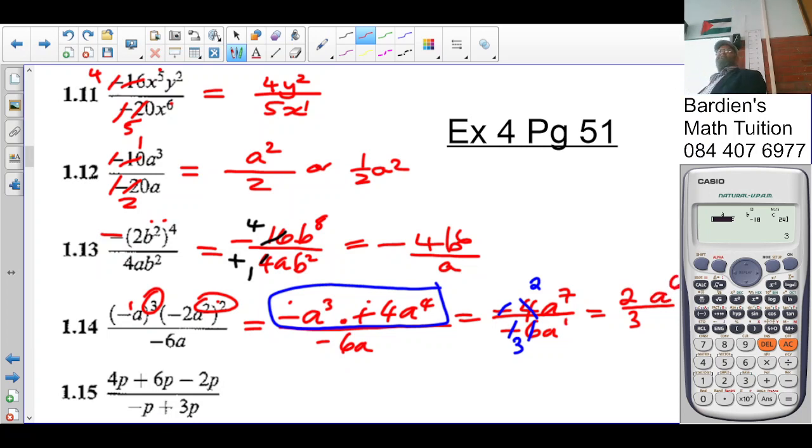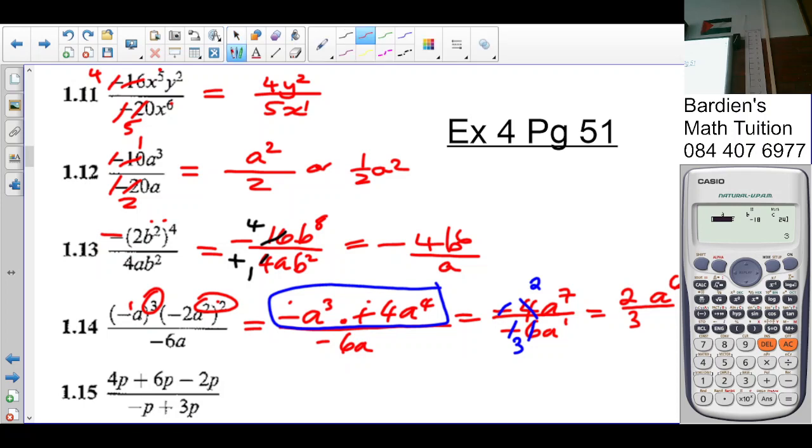Who got that one right? Okay, now let me give you the answer and I ask what's the answer? That doesn't matter. Even if you get it wrong, it's fine. But I can tell you where you're going wrong. What's your answer to number 1.15? 4. It's correct.